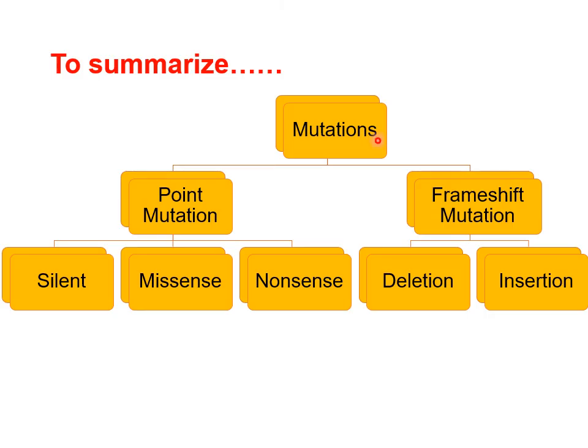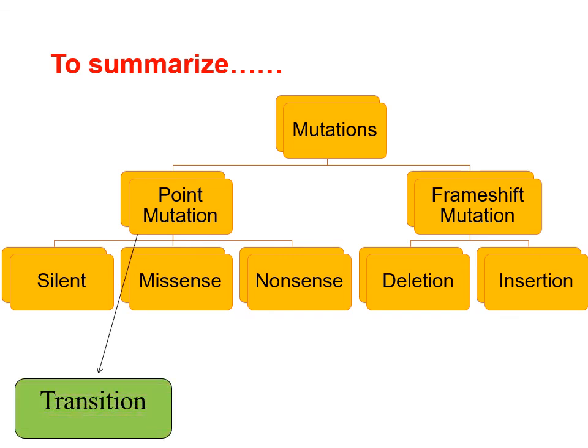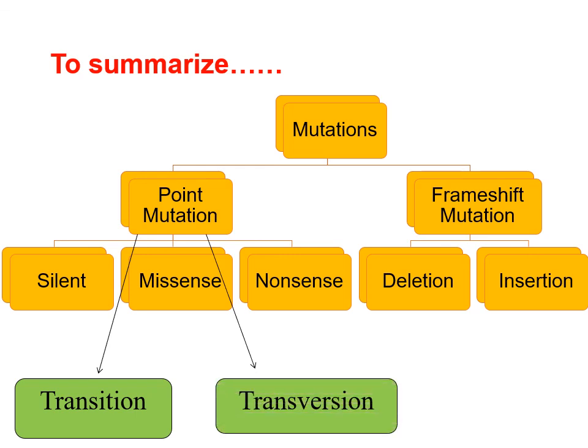To summarize, mutations are the changes in the structure of the DNA or the nucleotide sequences. Based on the changes, we have different types of mutations. It could be point mutations or frame shift mutations. Point mutations are where there is a single change in the nucleotide base, and they can be classified as silent mutations, missense mutations, and nonsense mutations. Whereas frame shift mutations occur when there is a deletion or addition of one or two bases. And based on the substitution of the base, we may also have point mutations classified as transition and transversion.